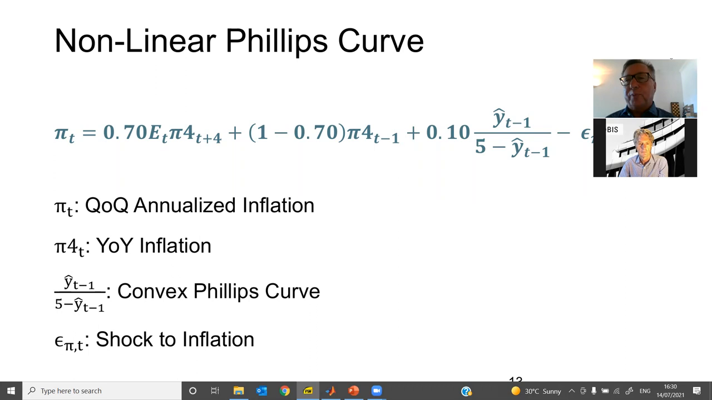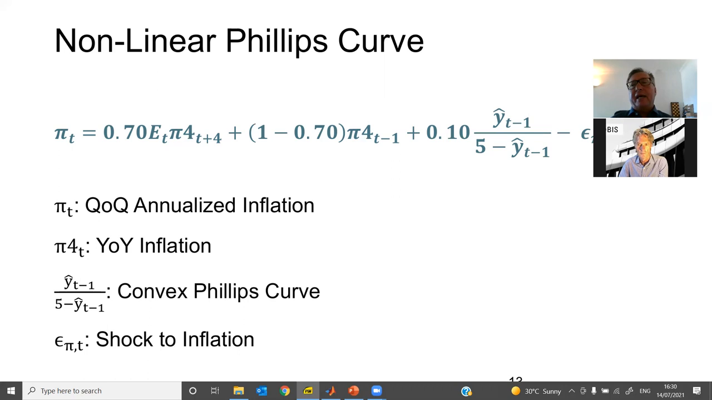And then of course, a backward and forward looking components model for inflation. So inflation expectations feature very prominently, with a weight of 0.7, with only a weight of 0.3 on lagged inflation. In this case, the pi four is year on year inflation. And so when I say that expectations feature very prominently, what I mean is that the lagged indexation is only a number like 0.3, so 1 minus the 0.7.